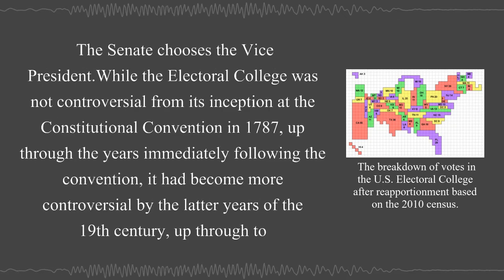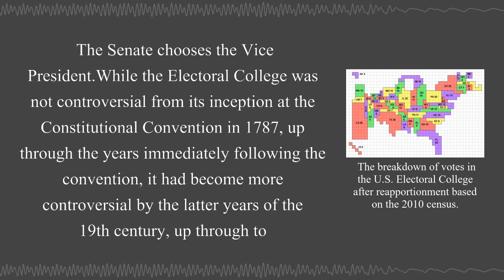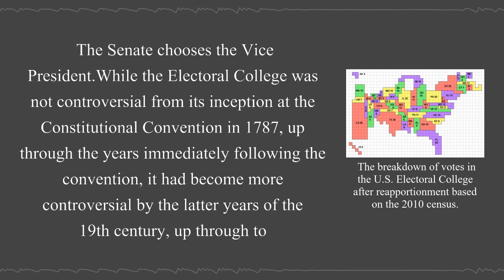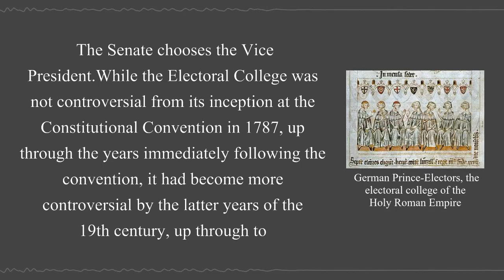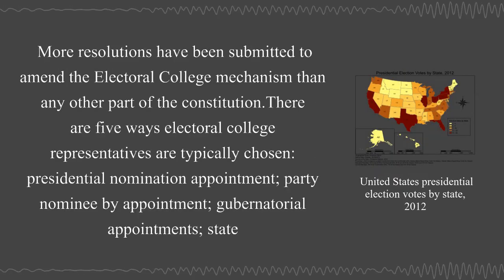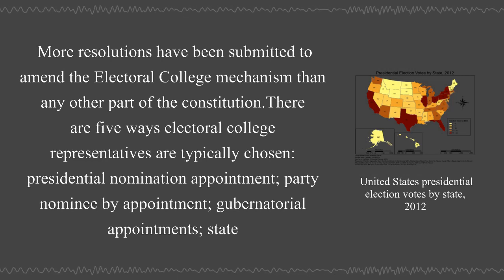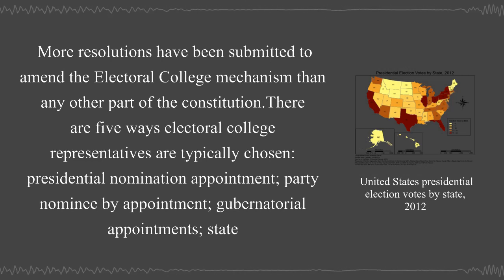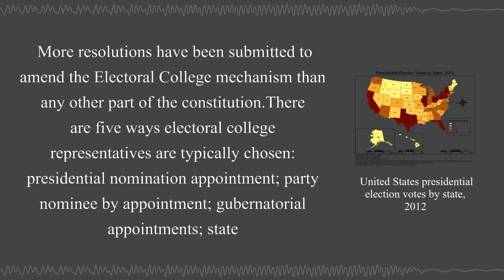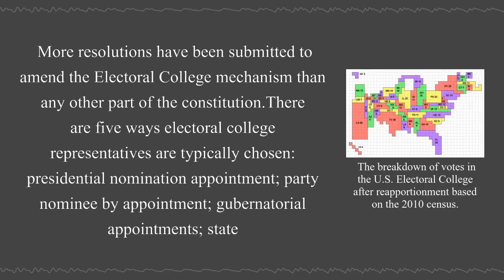The Senate chooses the vice president. While the Electoral College was not controversial from its inception at the Constitutional Convention in 1787, up through the years immediately following the convention, it had become more controversial by the latter years of the 19th century, up through to the present day. More resolutions have been submitted to amend the Electoral College mechanism than any other part of the Constitution. There are 5 ways Electoral College representatives are typically chosen.